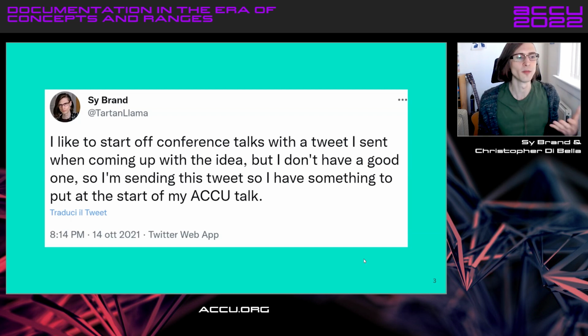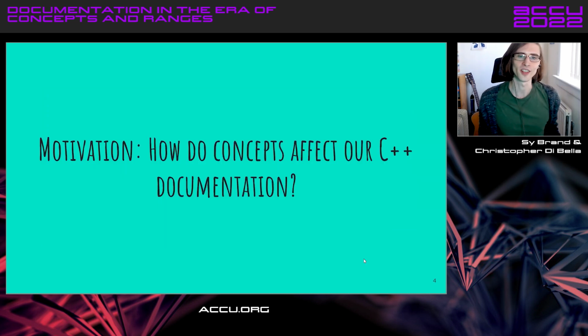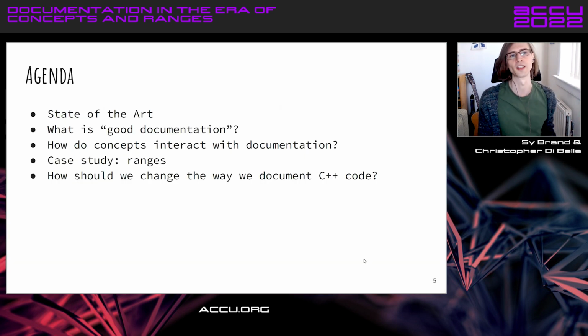But really the motivation behind this was, how do concepts affect our C++ documentation, and how should they affect our C++ documentation? So here's our agenda for today. We're going to start off with state of the art. What are C++ projects today doing in documentation? Then we'll talk about what makes good documentation on a few different axes. We'll talk about how concepts in particular interact with documentation, and then we'll specifically look at ranges as a case study. Then finally, given all of this, how should we change the way that we document C++ code?